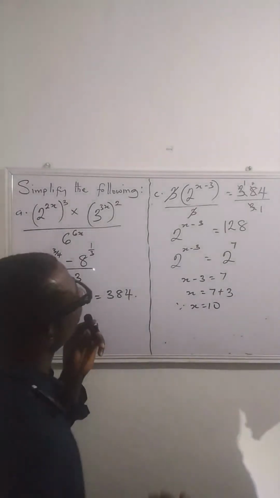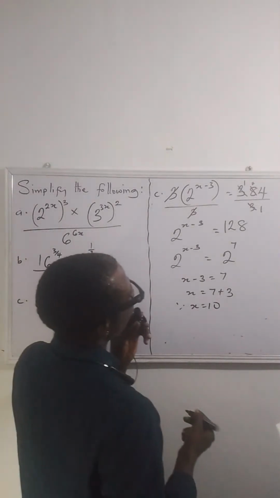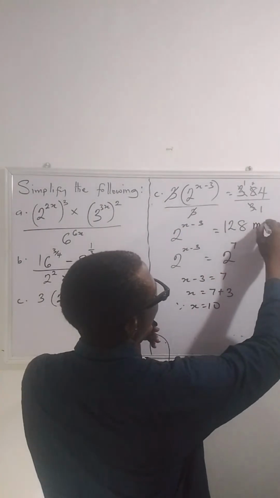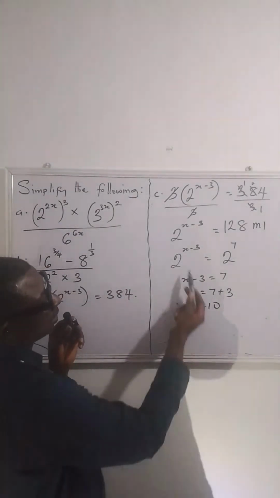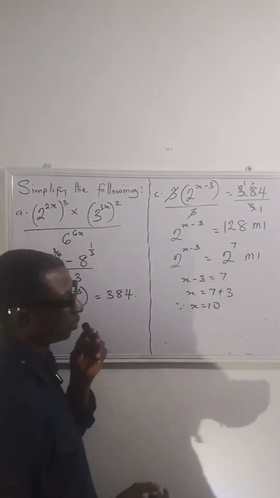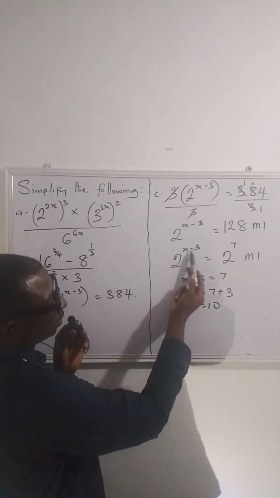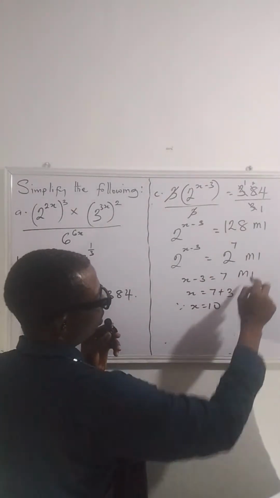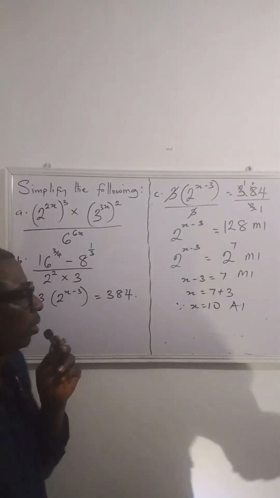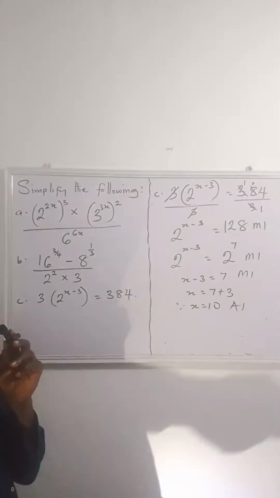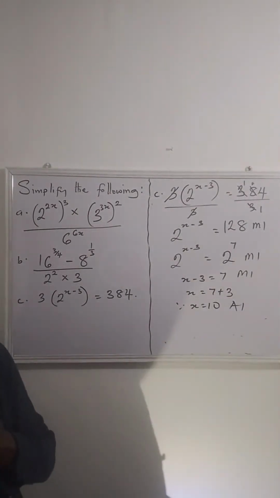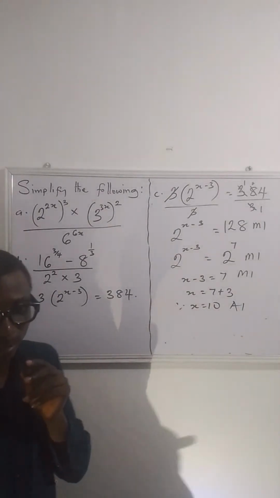So now, how do we award marks? For simplifying this, these have been simplified to this, there will be a method mark for that. For expressing this number in index form, there's a method mark. For equating the powers, another method mark. And for getting the answer, we have another mark, A1. So that is 4 marks. Okay, so that is the solution to that problem.